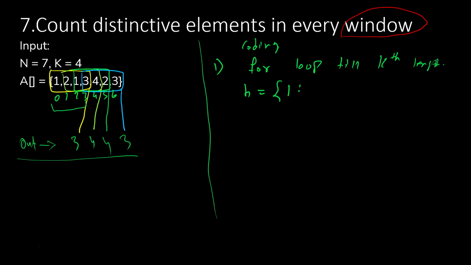How many times is 1 there? We have 1 two times. How many times is 2 there? We have 2 one time. How many times is 3 there? We have 3 one time. So this is our hash map. This will be our first step.